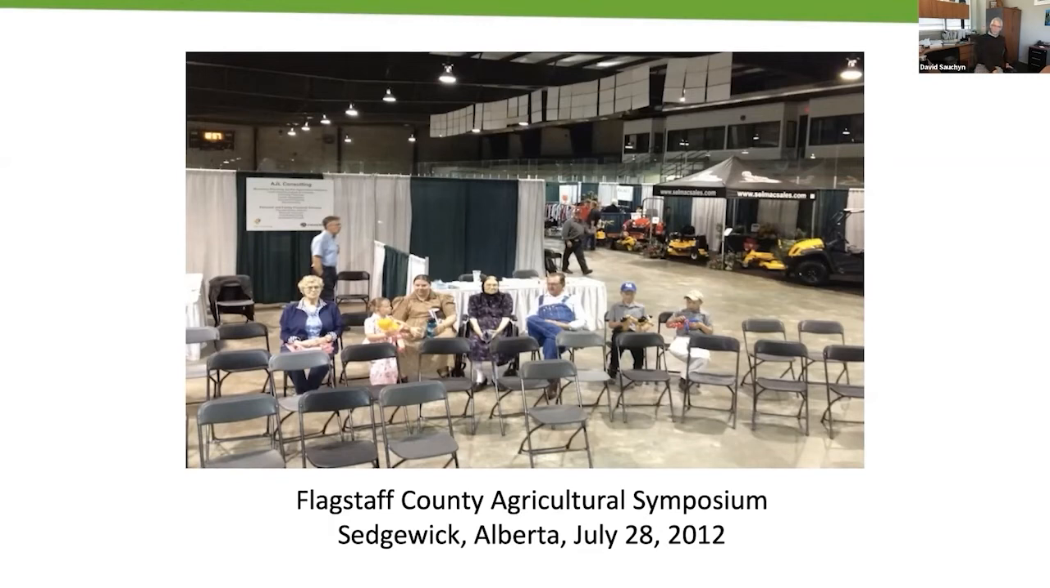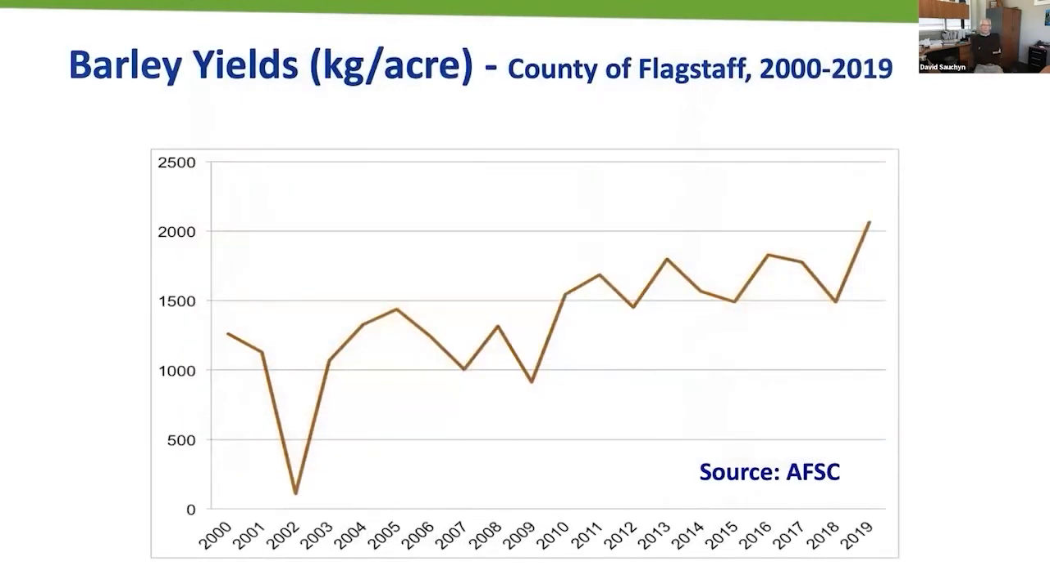Well, this was a presentation that I gave in Sedgwick, which is in the county of Flagstaff. And this is crop yield data for barley for the county of Flagstaff back to 2000 and as recently as 2019. And the thing to note is it's going up. Yields are increasing in all crops. Now you can attribute a lot of this to improved farming practices, but this increase in yields is highly correlated with the agroclimatic variables that Elaine mentioned, with an increase in the length of the growing season, with the increase in the growing degree days. So we can argue that we can already see the impact of climate change in terms of increasing yield.